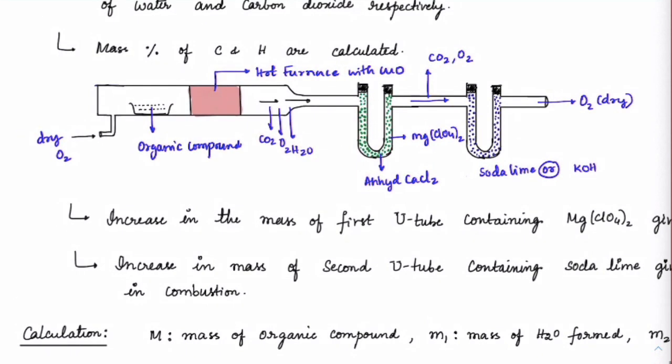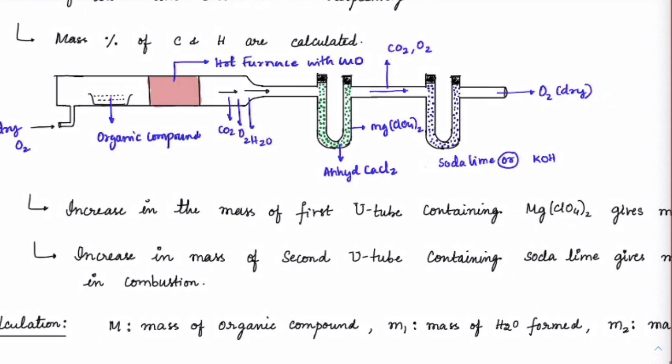Now, initially we will measure how much anhydrous calcium chloride you had. Then after the experiment we'll measure it again, because this would be connected to a weighing machine. So when we measure the new weight, we will find out the increased weight here. Same is the case here also. We'll try to find out the increased weight in this case.